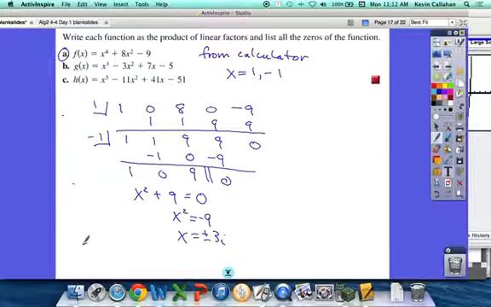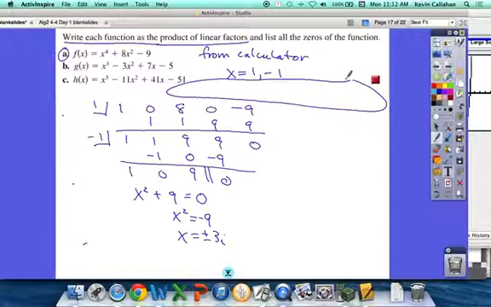So when they say write each function as a product of linear factors, that means write it like this: x minus 1 times x plus 1 times x minus 3i times x plus 3i. Done. So you found the zeros, and you write it as a product of linear factors.